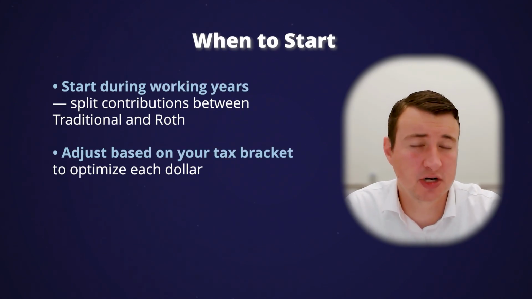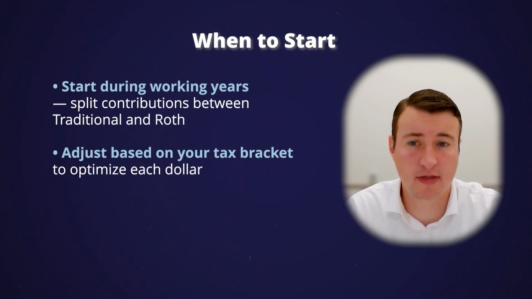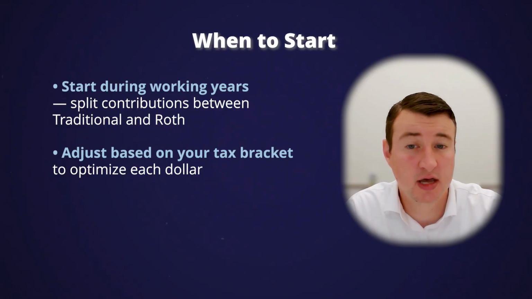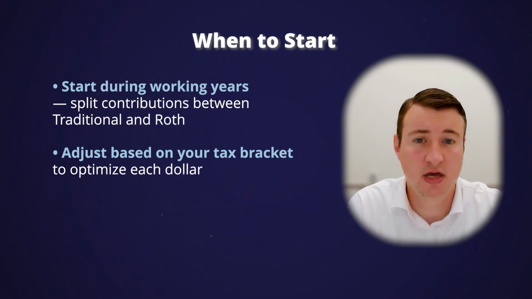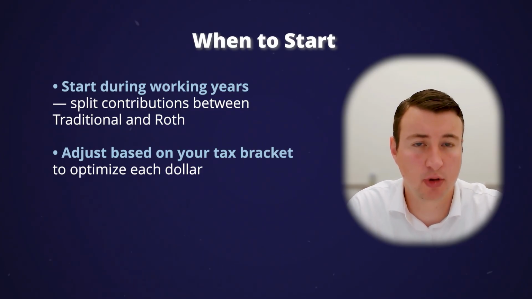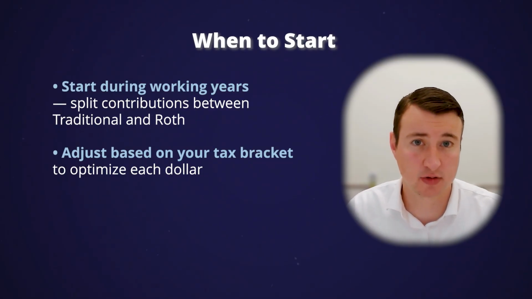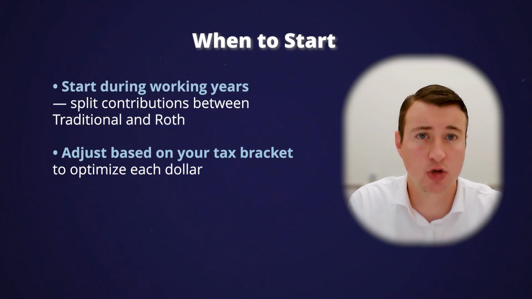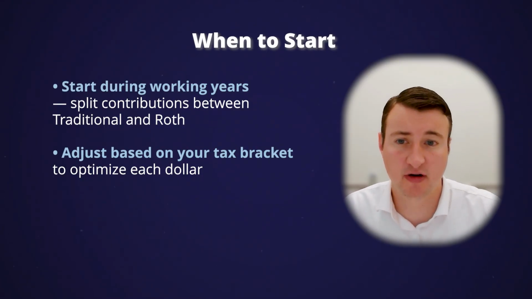The best time to start tax diversification is during your working years, and here's how you will do it. You can split contributions between traditional and Roth. Many employers now offer both traditional and Roth 401k options. If you're in a low to moderate tax bracket, Roth contributions may make sense. If you're in a high bracket, traditional can help lower your taxable income by way of giving you more money in your pocket by deferring income taxes on those contributions. A balanced approach can give you both buckets. You want to reevaluate this annually to determine where you should be making your contributions to optimize for every dollar.